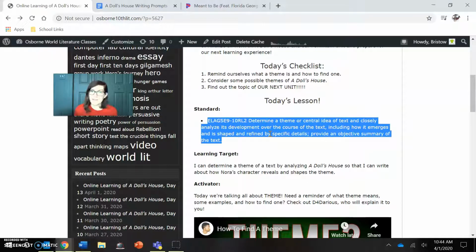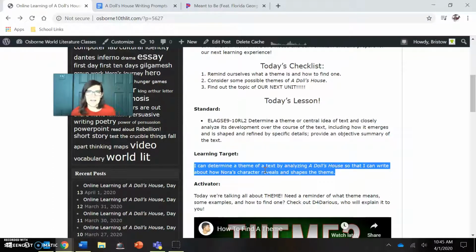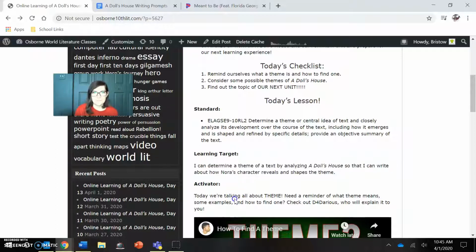Today's standard, you might have guessed, is Theme 1, RL2: Determine a theme or central idea of a text and closely analyze its development over the course of the text, including how it emerges and is shaped or refined by specific details. And our learning target goes with that: I can determine a theme of a text by analyzing A Doll's House so that I can write about how Nora's character reveals and shapes the theme.